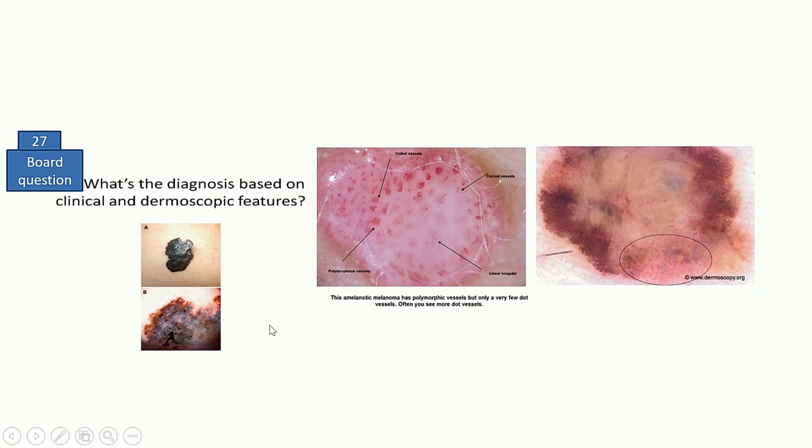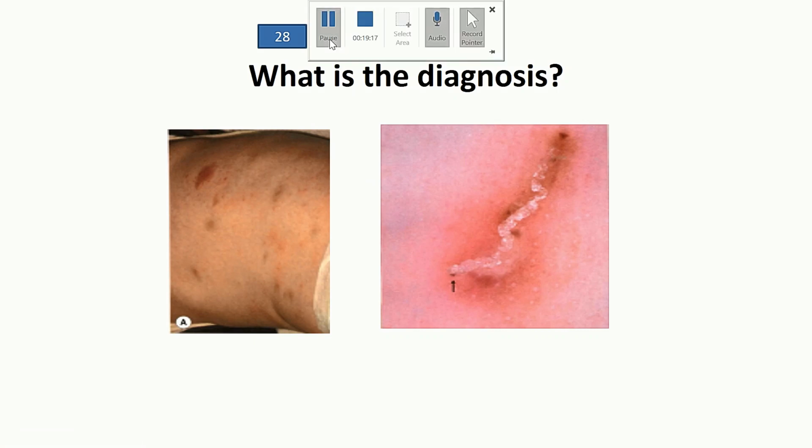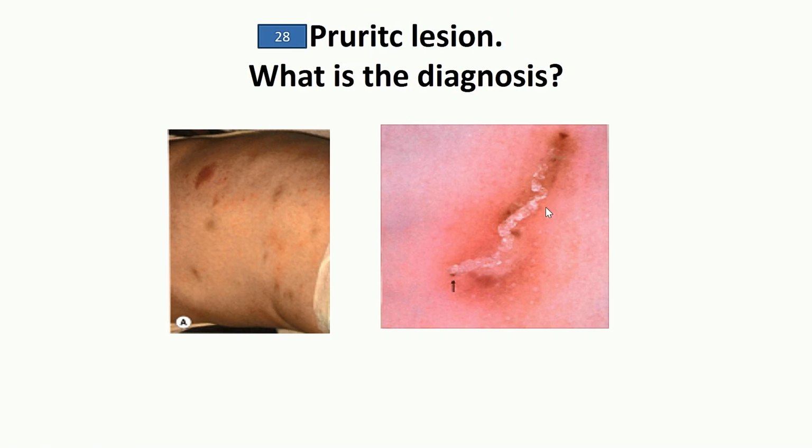This case is also compatible with the diagnosis of melanoma. Pruritic lesion. What you see here is a thread-like structure. In history, pruritic lesion. These findings are in favor of the pathognomonic burrow structure of scabies.